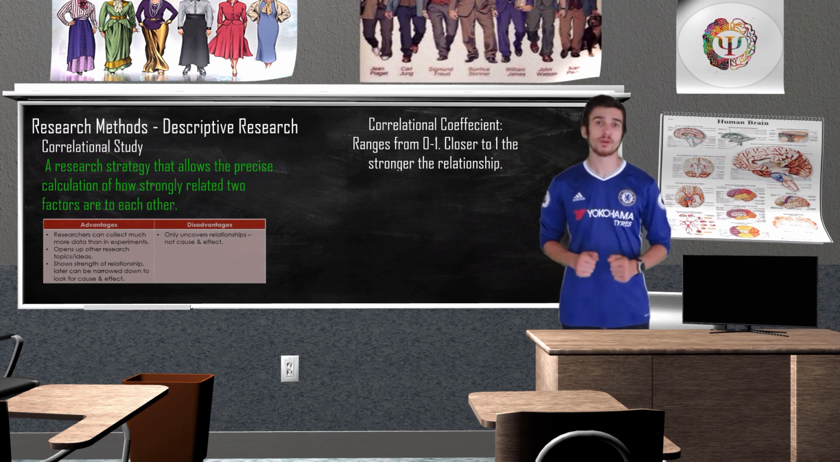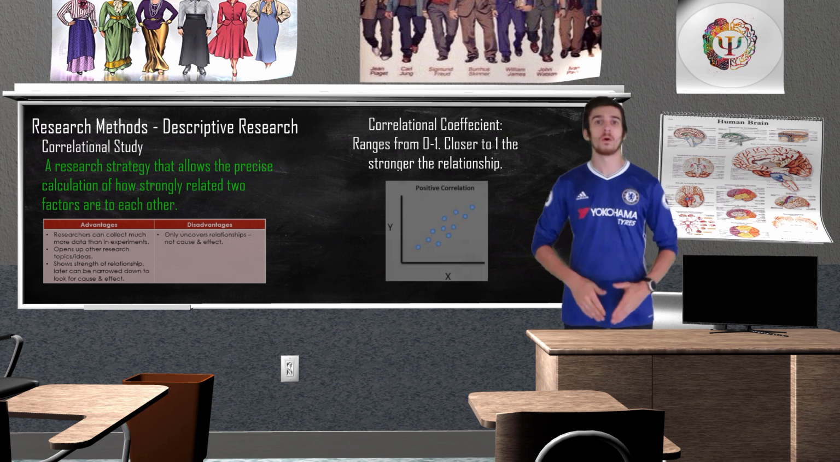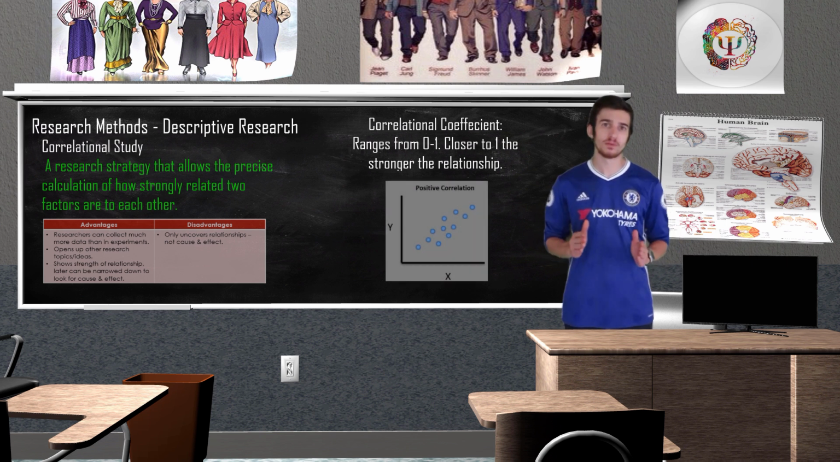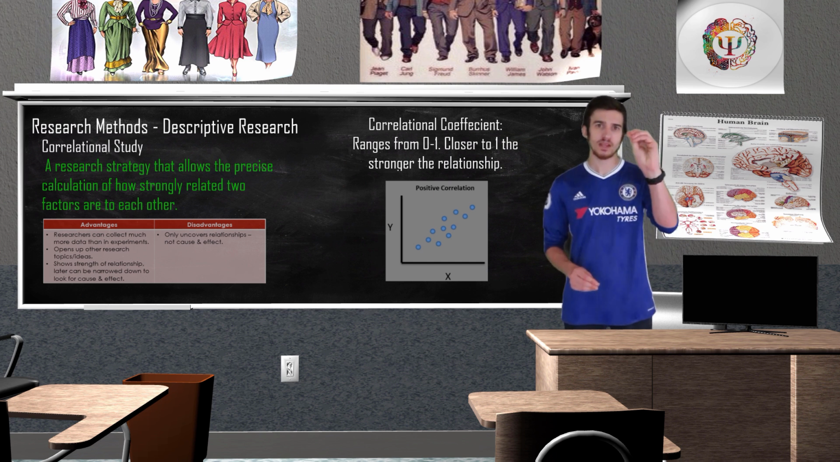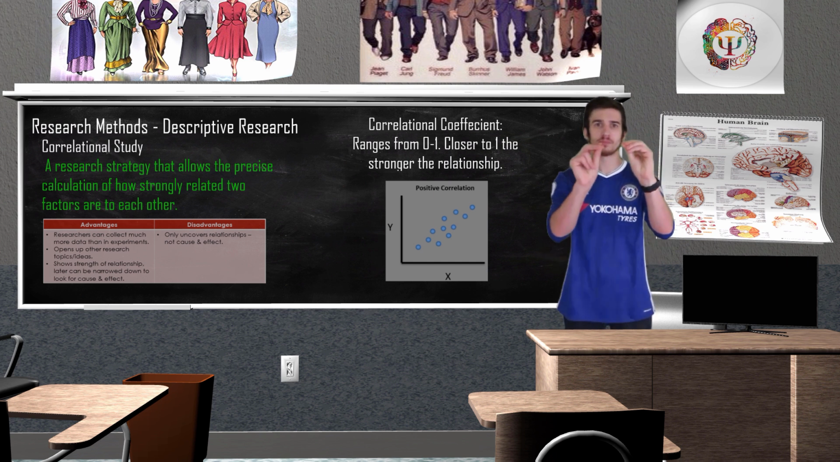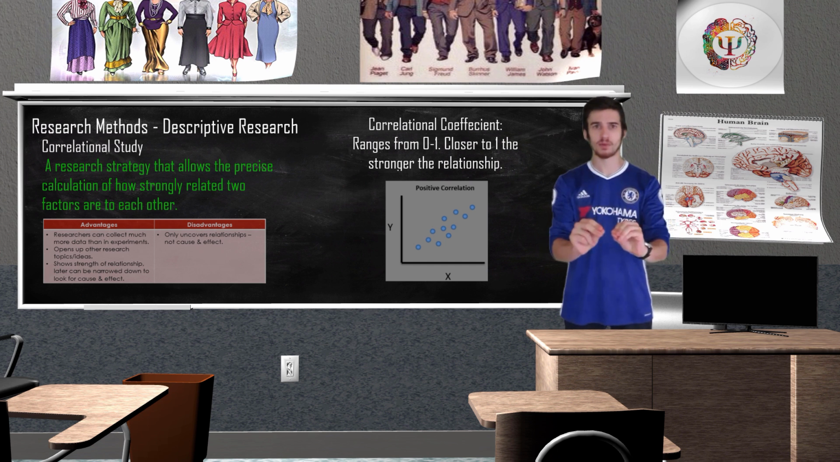A plus sign before your correlational coefficient represents a positive correlation, while a minus sign represents a negative correlation. If a correlation is positive, all that means is that the variables move in the same direction. An example of this could be the more time spent playing violent video games, the more violent behavior someone will exhibit. So as we go up with more time playing video games, we're also going to see an increase in violent behavior. As we go down with violent video games, we see a decrease in violent behavior.